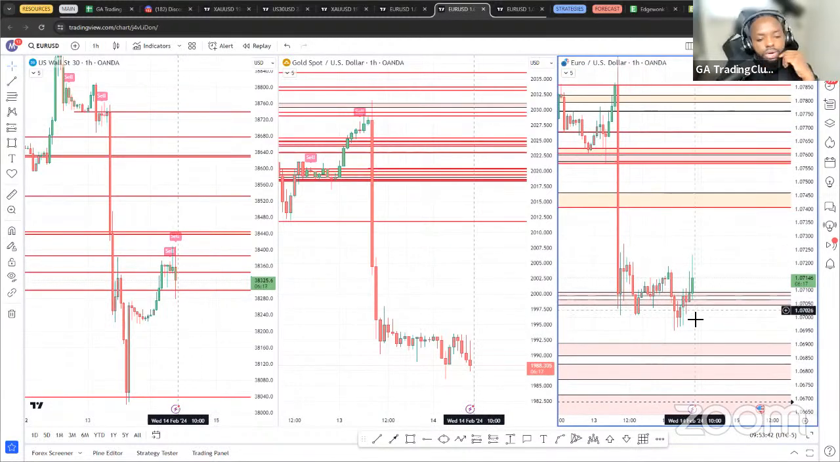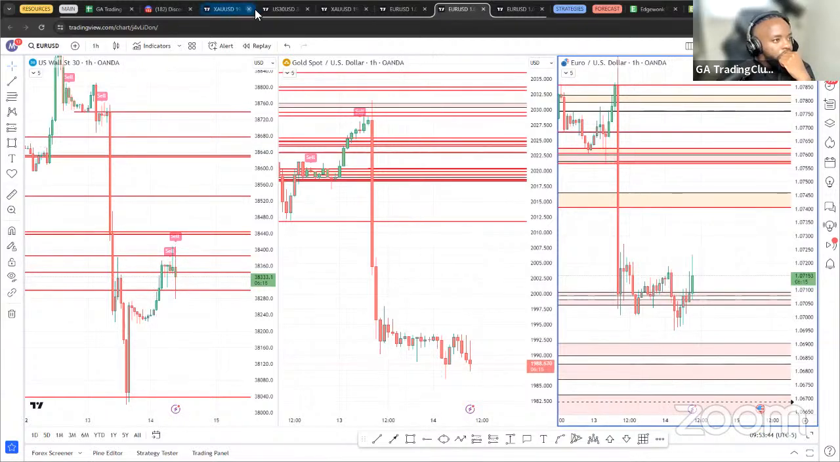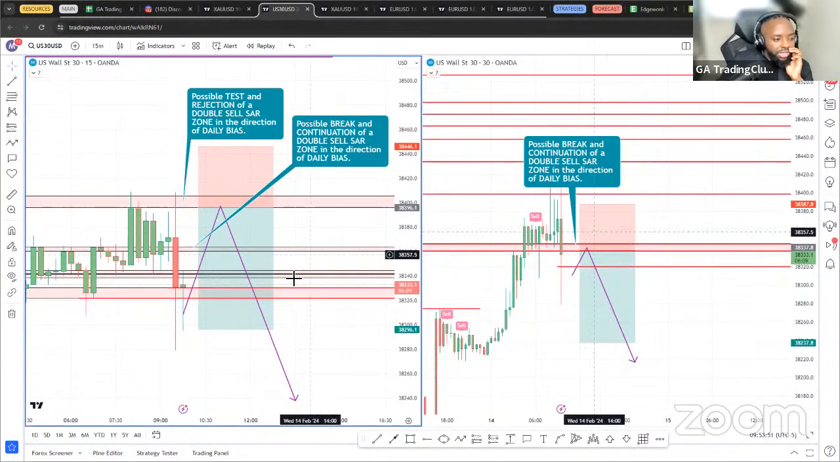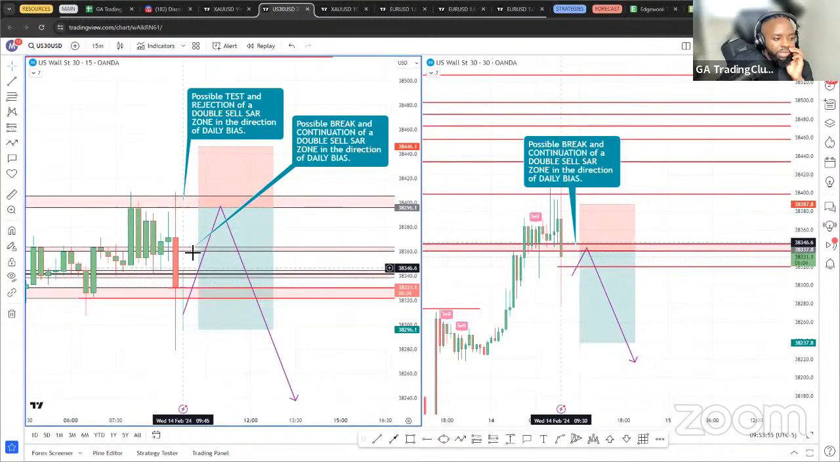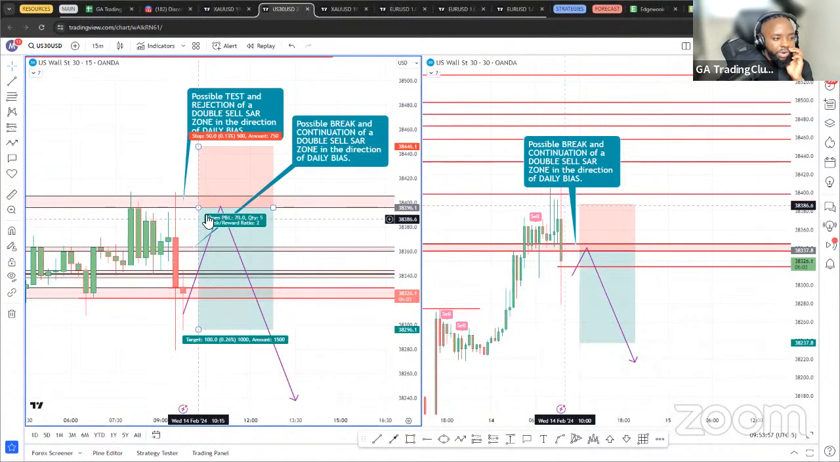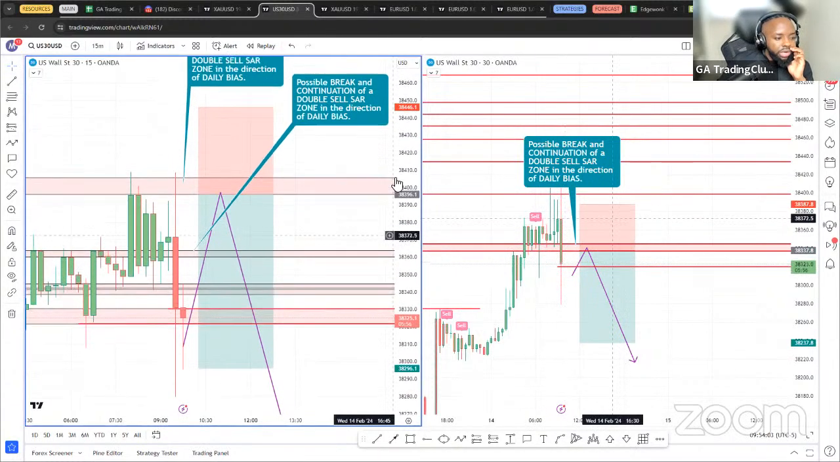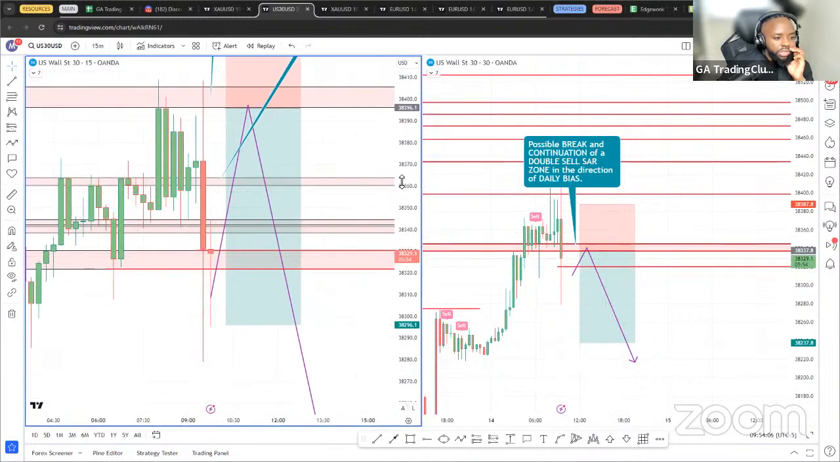This is a 4-hour region. Okay, we'll just wait for US 30 to do its thing. What I would like to see, I would want to see US 30 come back up and close this 15-minute candle somewhere around here. So close above this double SAR zones that are right here. This zones it's rejecting from.